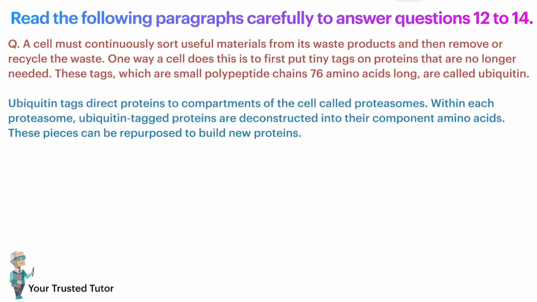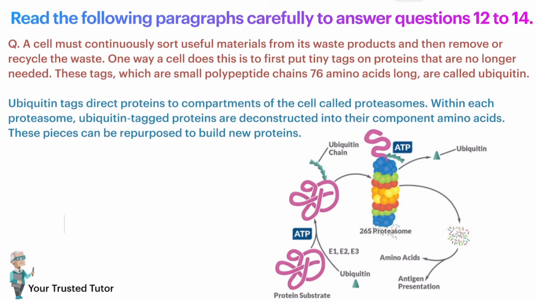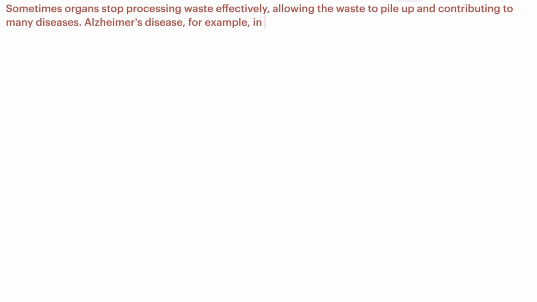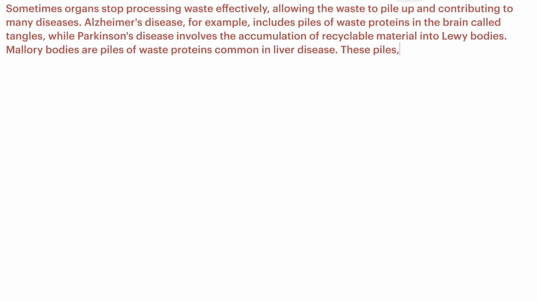Ubiquitin tags direct proteins to compartments of the cell called proteasomes. Within each proteasome, ubiquitin-tagged proteins are deconstructed into their component amino acids. These pieces can be repurposed to build new proteins. Sometimes organs stop processing waste effectively, allowing the waste to pile up and contributing to many diseases.